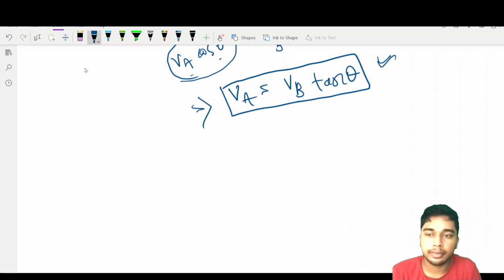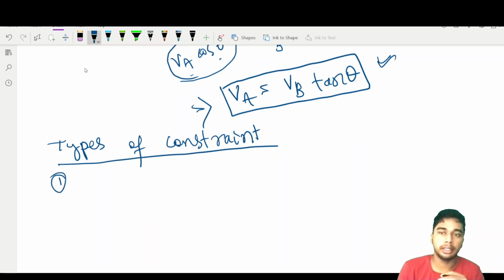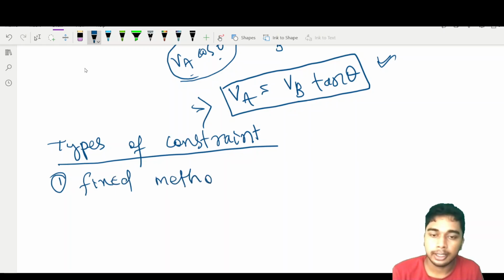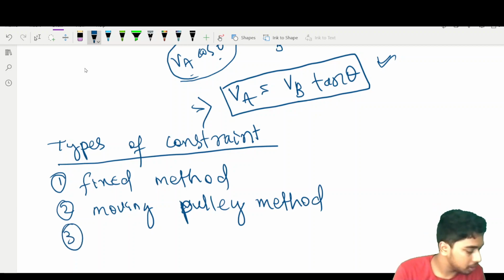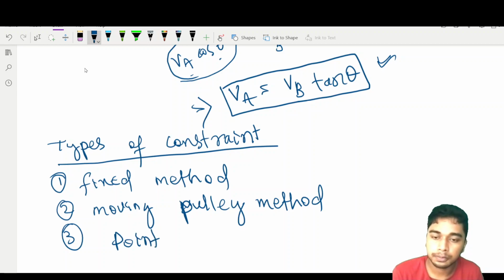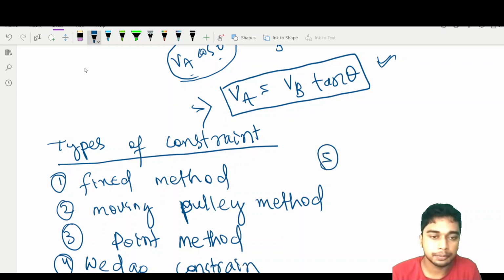Let's talk about types of constraint motion. I will discuss a few types of constraint motion which are relevant to exams. So the first one is the fixed pulley method. Then the second one is the moving pulley method. Then the third one is the point method. Then the fourth one is the wedge constraint. I will discuss wedge constraint in the end. Then the fifth one is the constraint of pulley. In the pulley method I will discuss step pulley problems.